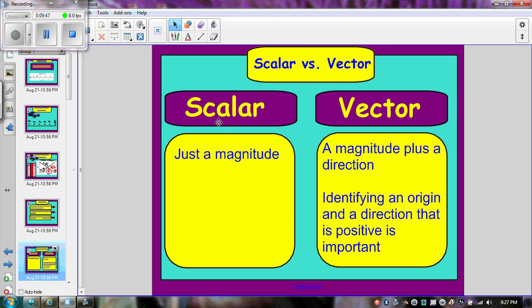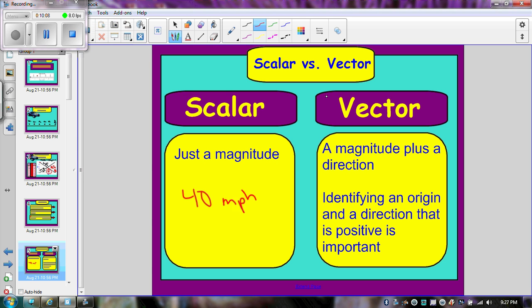A scalar quantity is magnitude only. So for example, if I said I was driving down the street going 40 miles per hour, this is a magnitude. It's just telling me actually how much. 40 miles per hour is just telling me the actual quantity of speed that I have.